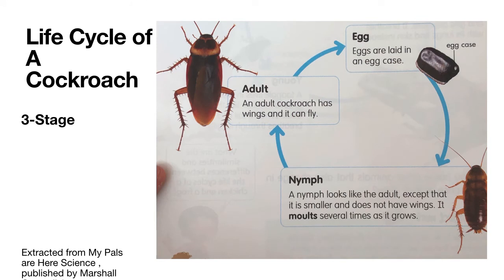Okay, the life cycle of a cockroach is also three stages. Again, it consists of the egg, the young. The young is called a nymph. Okay, this is slightly special. We don't call it young, we call it the nymph, NYMPH.